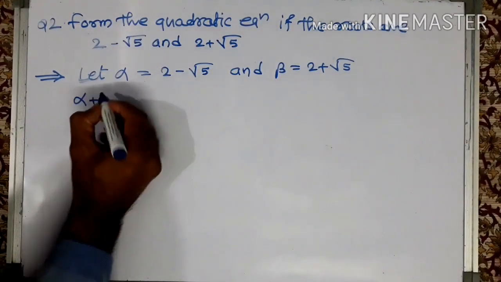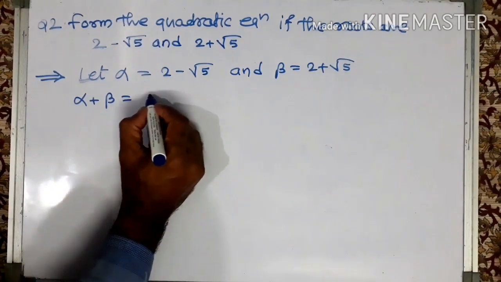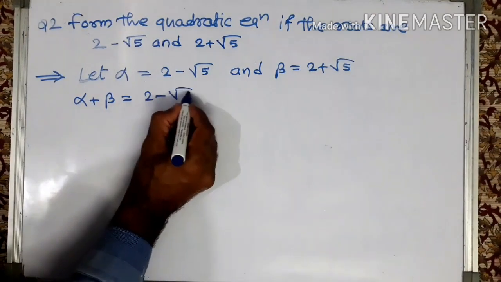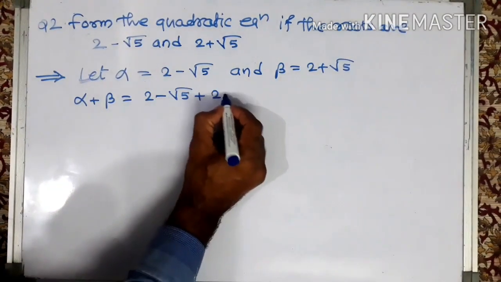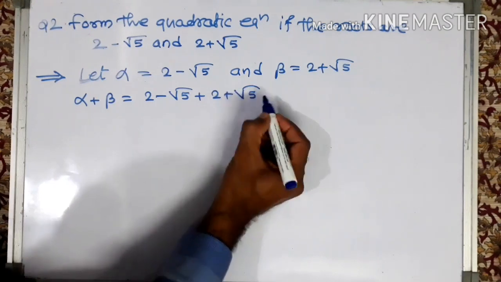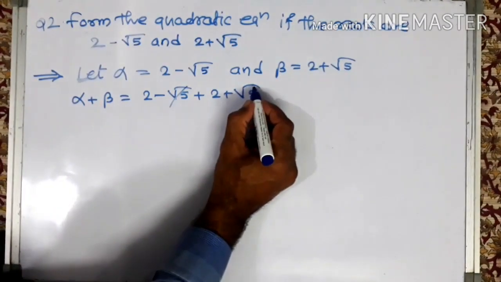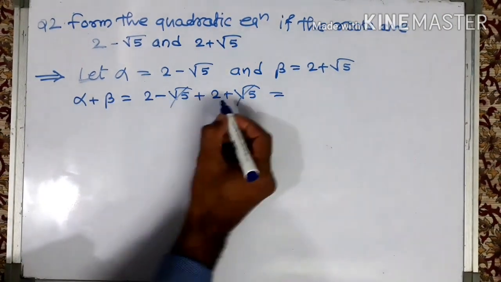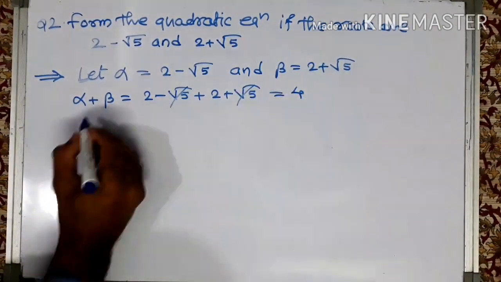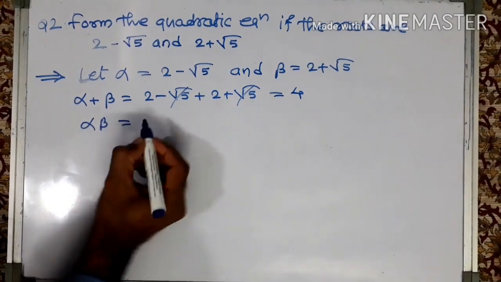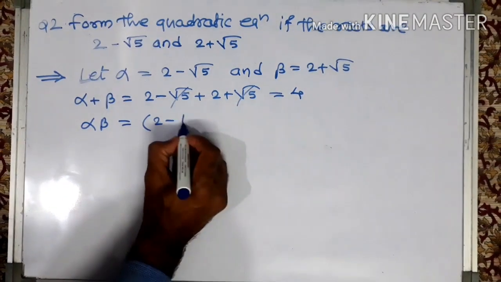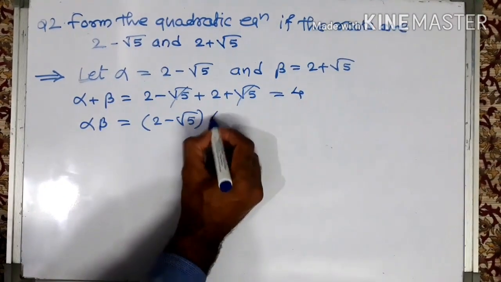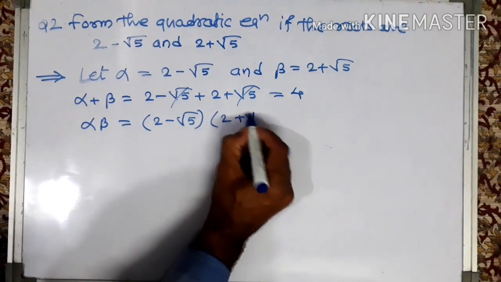First we have to find alpha plus beta equals 2 minus root 5 plus 2 plus root 5. Root 5 plus root 5, minus root 5 cancelled. So 2 plus 2 is plus 4. Alpha into beta equals 2 minus root 5 into 2 plus root 5.